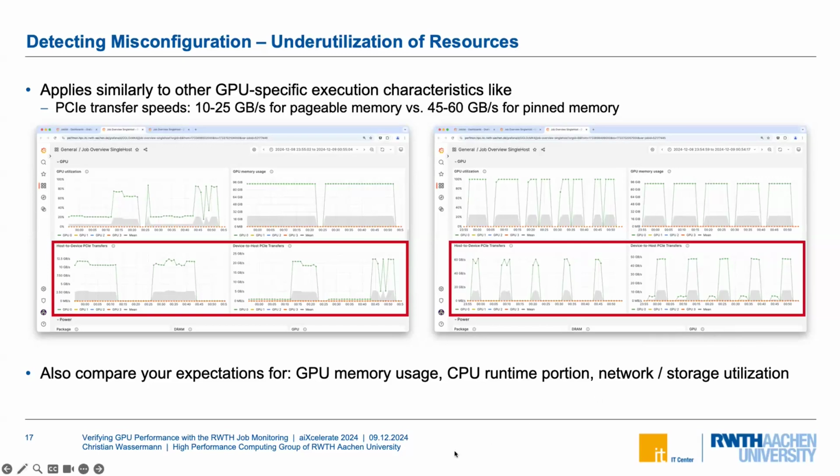Also, some useful things to compare your expectations to are the GPU memory usage, which you might be restricted in as well for your machine learning tasks, or the portion of CPU time that is used during your job, for example, to load any data from disk. If this is much larger than you expected, it's a good idea to also talk to us about finding options for how this can be reduced, because if the CPU is working, the GPU is usually idling, so that's undesirable for a large GPU application. And otherwise, network and storage utilization are also common things to look at.